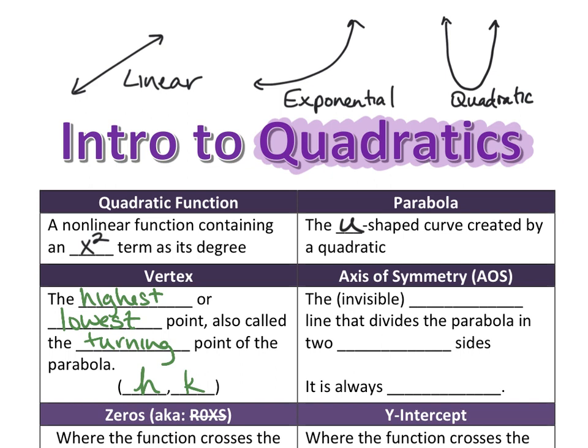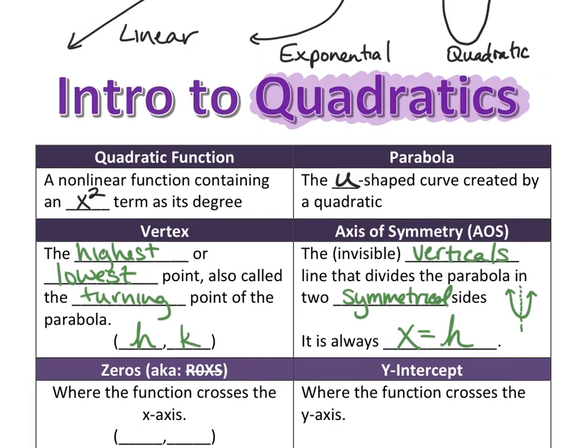The axis of symmetry, just like the way that it sounds, is the invisible vertical line that splits the parabola into two symmetrical pieces. Okay, so you have that U-shaped function. That axis of symmetry is going to cut it right in half. The function for this, since it's a vertical line, is always x equals, and it's the x value of that vertex. So x equals whatever h is, whatever that first number in your coordinate pair is.